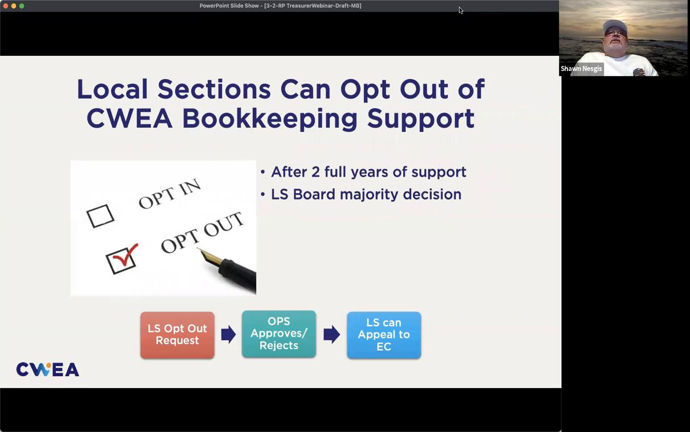We do ask, and we stay strong to it, that if you do turn it over to CWA bookkeeping, you need to stay with the system for 2 years for that support. You have to give CWA a chance to work with you and the bookkeeping support group to keep it in hand. We don't want to turn it over for a month and then, 2 months later, you want it back. There is a time requirement that we have. And then again, there's the local section board majority decision of whether it is time to give it back. So we look at the local section opting out request at the bottom. The ops committee approves or rejects it, and then the local section could appeal to the executive committee if they want it back and did not get approval from the ops committee.